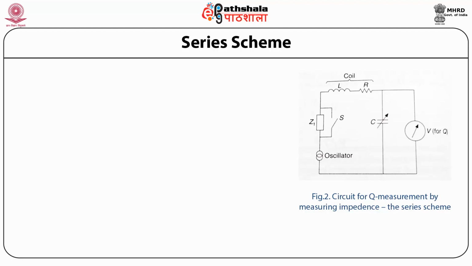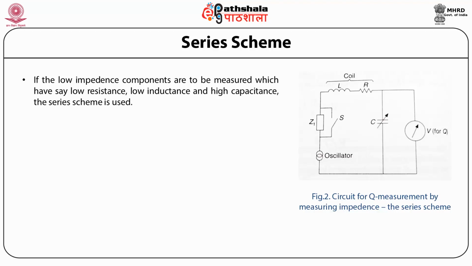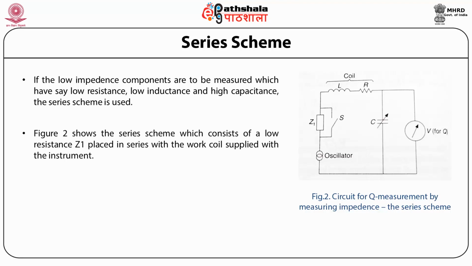The figure shows the circuit for Q measurement by measuring impedance in the series scheme. If the low impedance components are to be measured, which have, say, low resistance, low inductance and high capacitance, the series scheme is used. The figure shows the series scheme, which consists of a low resistance, Z1, placed in series with the work coil supplied with the instrument.